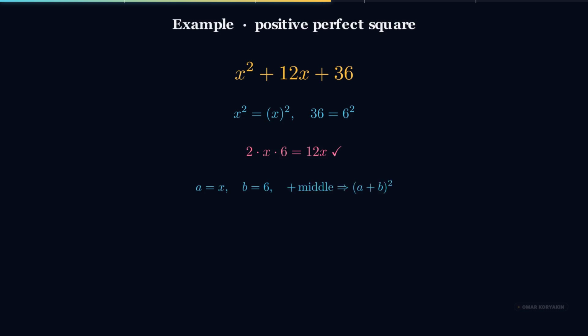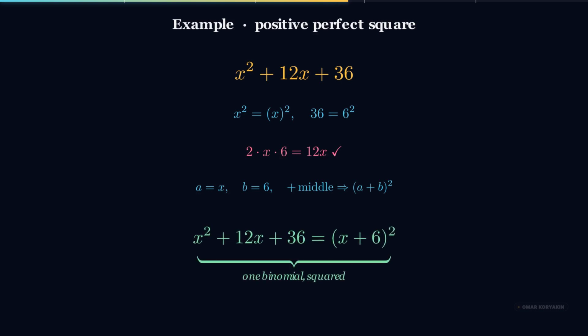With a equal to x and b equal to 6 and the middle term positive, the trinomial equals a plus b quantity squared. Substituting the values gives x plus 6, all squared. The factored form is x plus 6, the whole thing squared. One binomial, one square, one line of work. Verify by expanding x plus 6 squared back out and you recover the original trinomial.